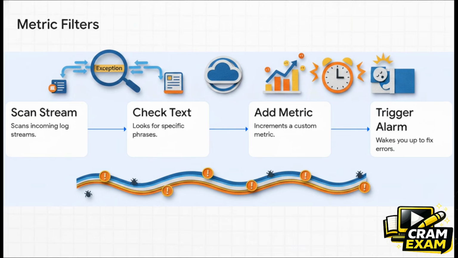A metric filter constantly and automatically scans your incoming log streams, evaluating the incoming text for specific terms, phrases, or values. For example, you tell it to look for the word exception. Every single time that word hits the log stream, the filter increments a custom CloudWatch metric. You then set a threshold. If that metric hits, say, 10 exceptions in 1 minute, it immediately triggers a CloudWatch alarm, waking you up at 3:01 a.m. so you can fix the issue before the users even notice.